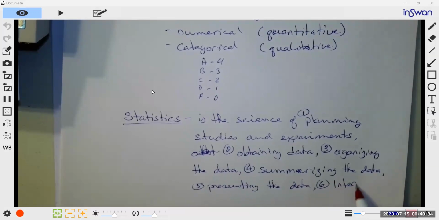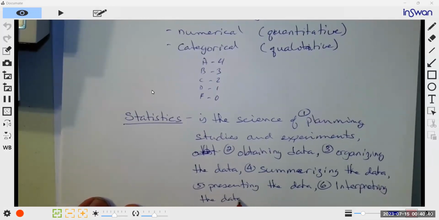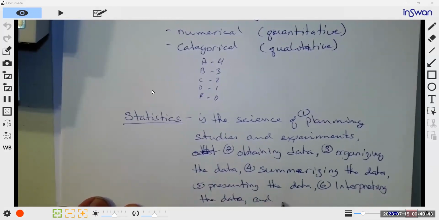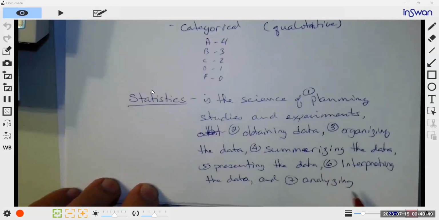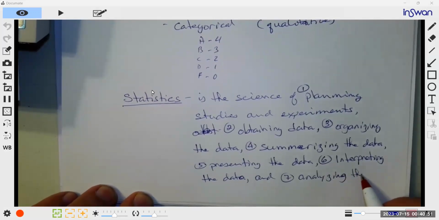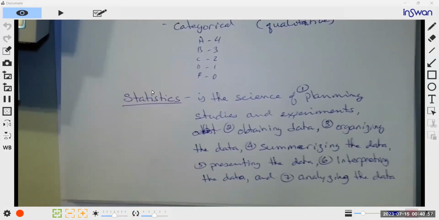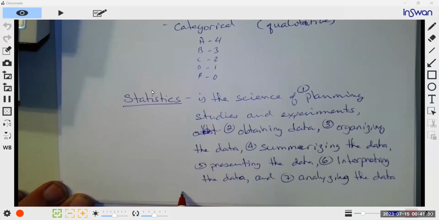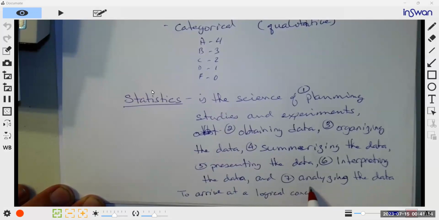Interpreting the data and analyzing the data. And all this to arrive at a logical conclusion.